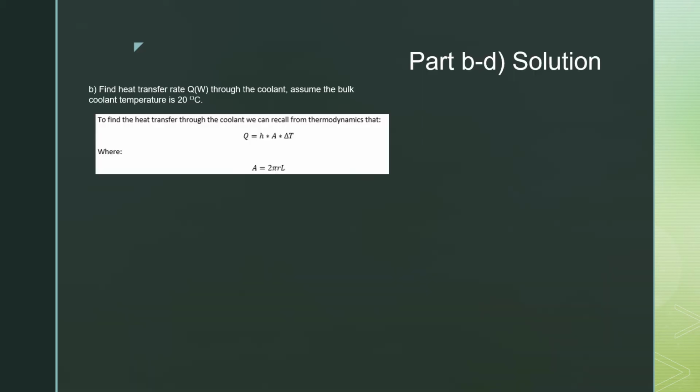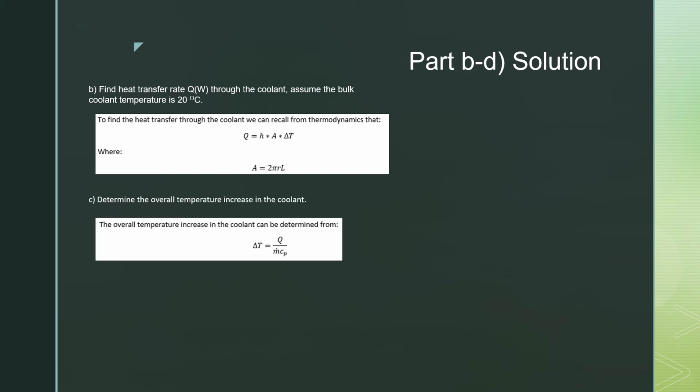For part B, the student is asked to find the heat transfer rate through the coolant. This knowledge has to come from past thermodynamics courses to know that the heat transfer rate is equal to the area times the heat transfer coefficient times the change in temperature, which the student has all that information, so this is more about remembering from past courses. So for part C, they have to determine the overall temperature increase in the coolant. Again, this is from past thermodynamics courses where the change in temperature is equal to that heat transfer rate divided by the mass flow rate times the specific heat capacity of the fluid, which is all given.